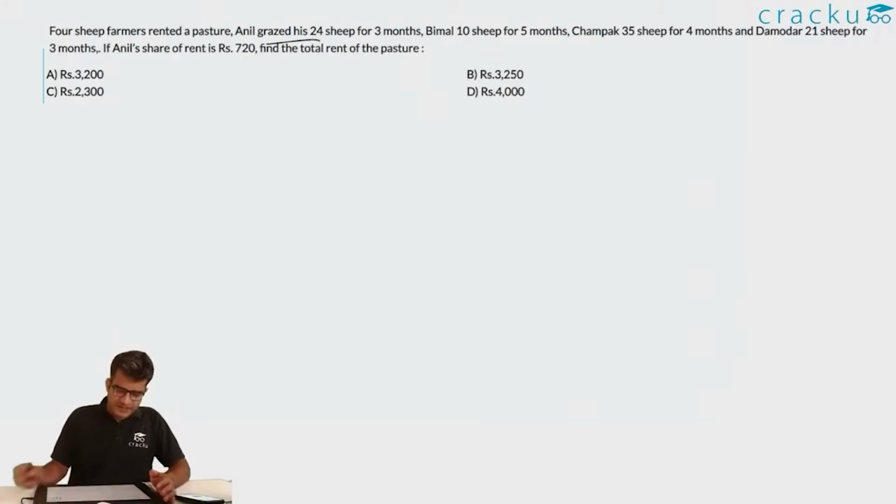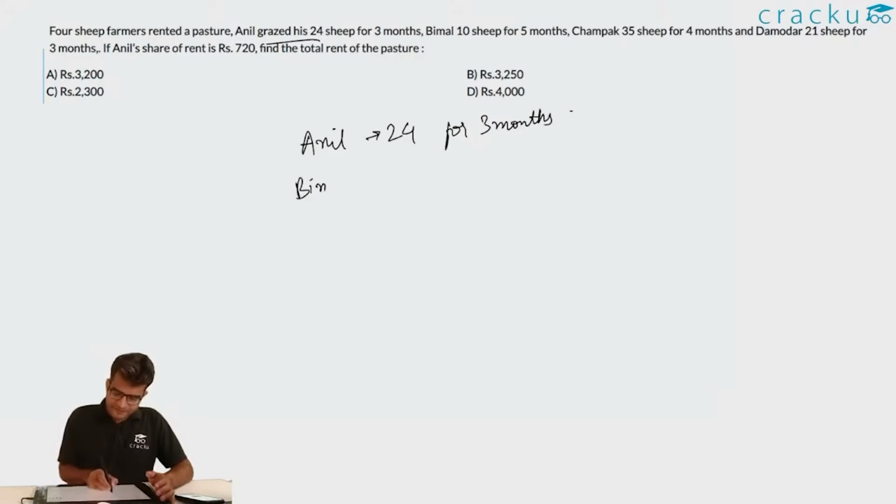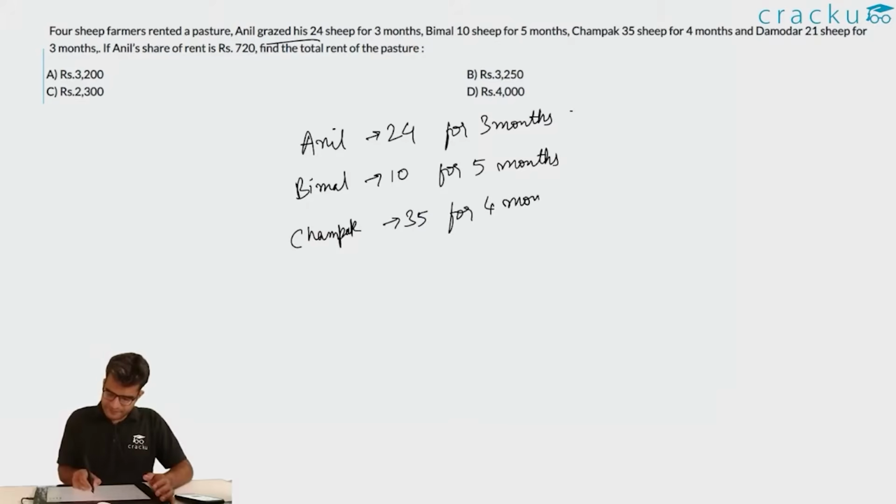In this question, we are told that there are 4 sheep farmers who went for pasture. Anil grazed 24 sheep for 3 months. Bimal, he grazed 10 sheep for 5 months. Champak, he grazed 35 sheep for 4 months. And Damodar, he grazed 21 sheep for 3 months.